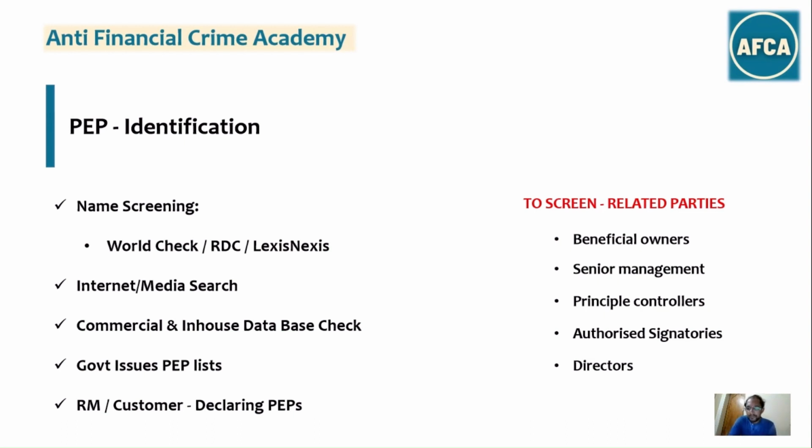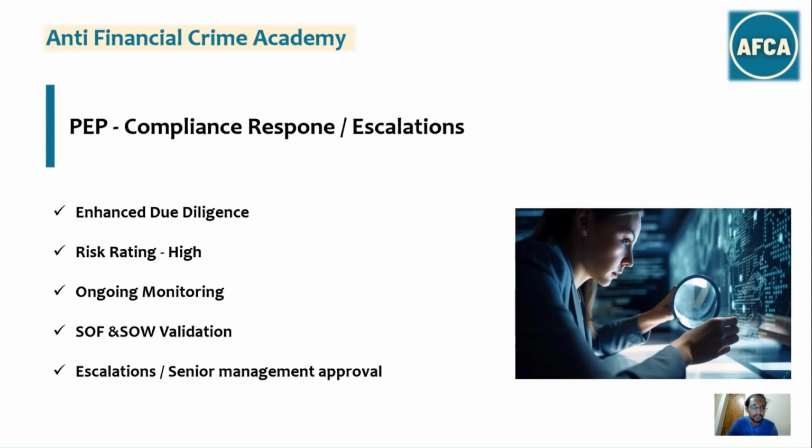So basically, when we screen, we screen on all the related parties of a business. It could be directors, beneficial owners. So we will try to screen all the related parties of a customer, such as beneficial owners, senior management, principal controllers, authorized signatories and directors. The compliance analyst will screen all the related parties to see if there are any PEP related issues or hits that they could find. Next, that is how you identify your politically exposed person.